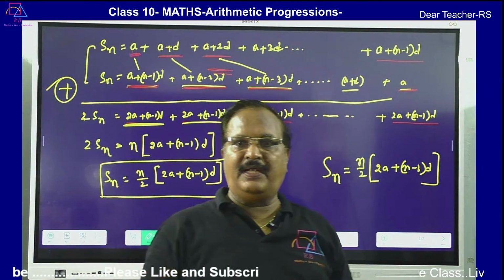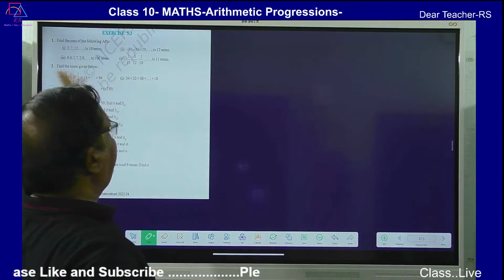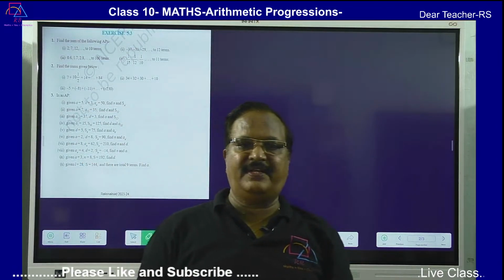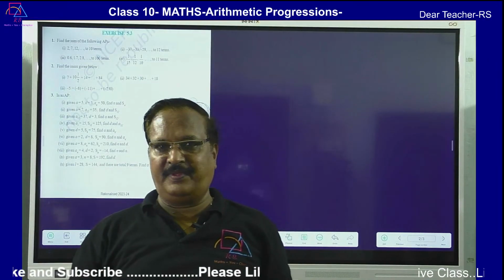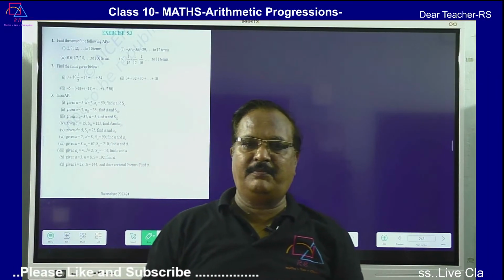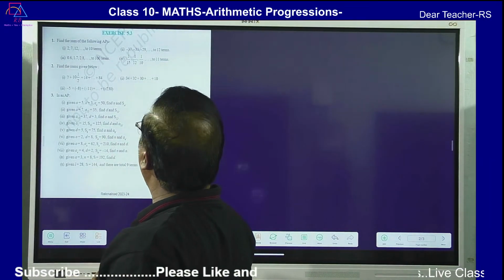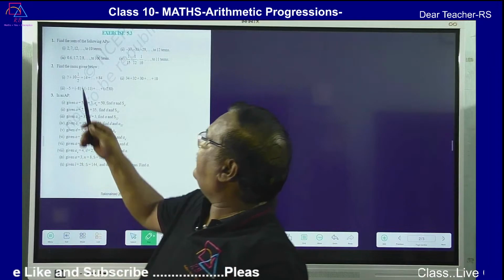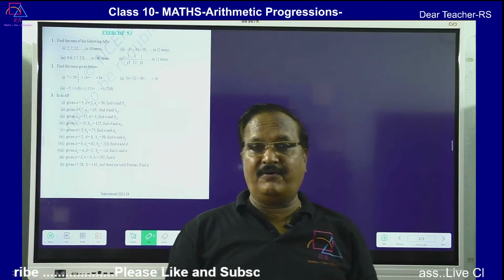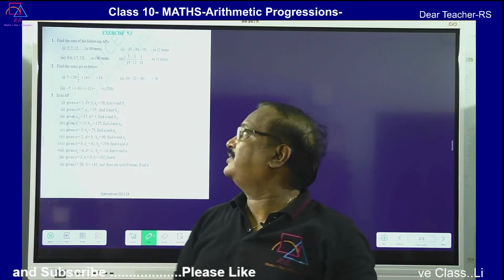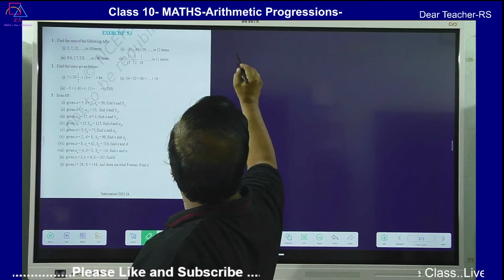Okay. So now let us go to the exercise. This is exercise 5.3. Till 5.2 we have done it. Now we have 5.3 in front of you. So let us do it one by one. First question: find the sum of the following APs. He has given 4 APs, arithmetic progressions, and you have to find the sum of the terms. So let me take the first question.